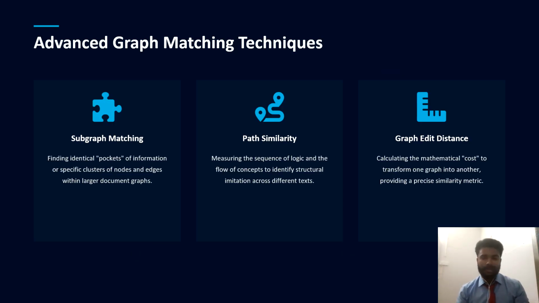Several advanced algorithms are used in graph-based plagiarism detection. One important technique is subgraph matching. This helps identify smaller sections of text that match parts of another document. Another technique is path similarity, which analyzes the logical flow between ideas. And finally, graph edit distance, which measures how many changes are needed to convert one graph into another. These methods allow systems to detect even slightly modified plagiarism.